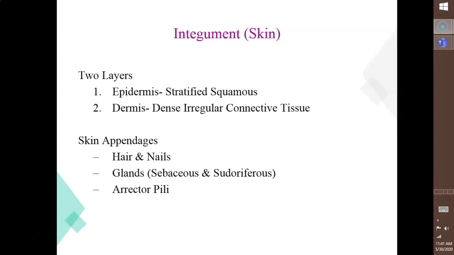In addition to the skin itself, we have appendages or accessory organs such as your hair, your fingernails and toenails. You have glands that secrete oil, your sebaceous glands, and your sudoriferous or sweat glands, and we'll see there are two types of those. And there's muscle tissue, the erector pili. In addition to this, you're going to have nerve receptors and blood vessels, and we'll see some of those as we look at some of the organs. So your integument, your skin, consists of the epidermis, the dermis, and all of the accessory appendages.